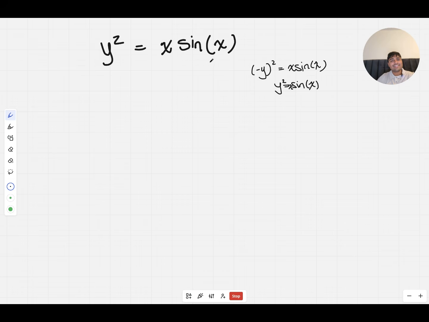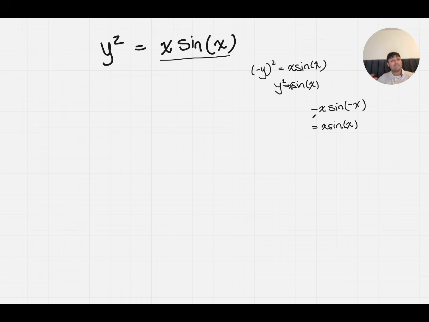Furthermore, I also notice it has symmetry in the y-axis very nicely because x sine x is an even function. If I replace the x's with minus x, I get minus x times sine of minus x, but since sine is an odd function, I can bring this minus out to the front, and that will just give me x sine x. And so that tells me that this graph also has symmetry in the y-axis. So this is pretty cool.